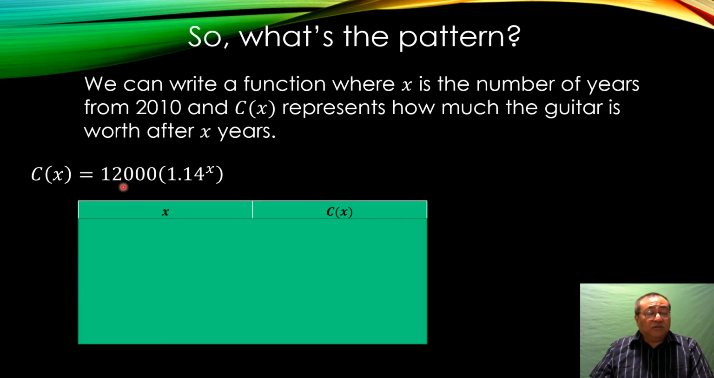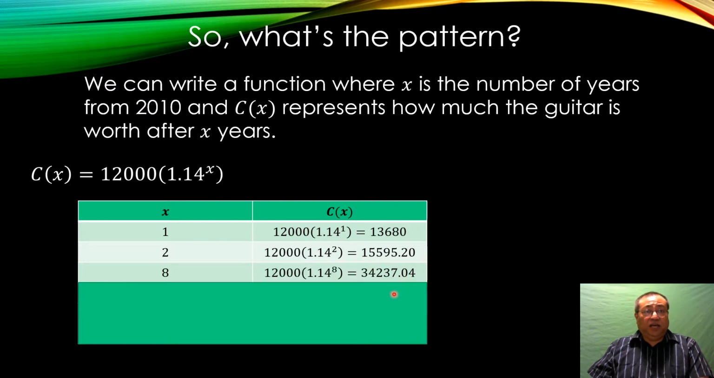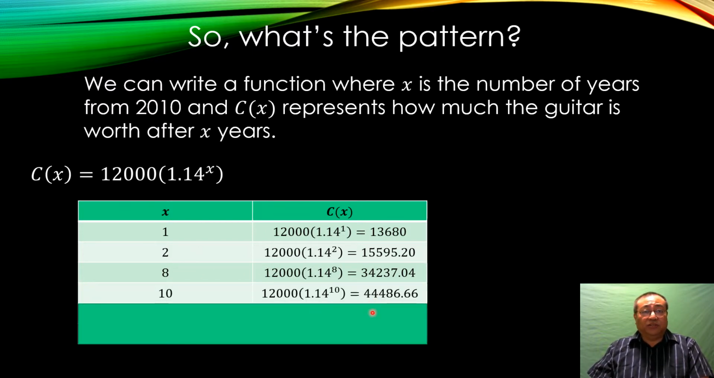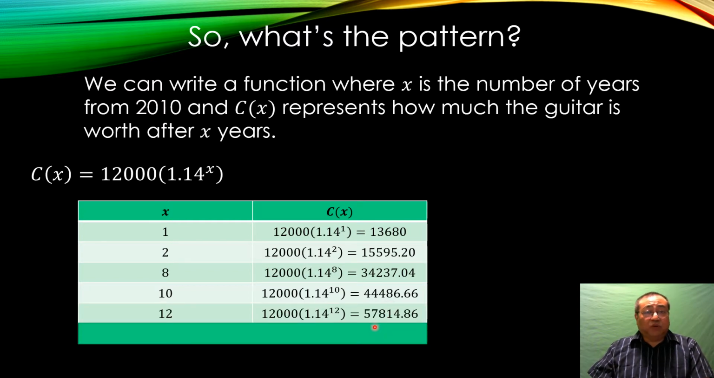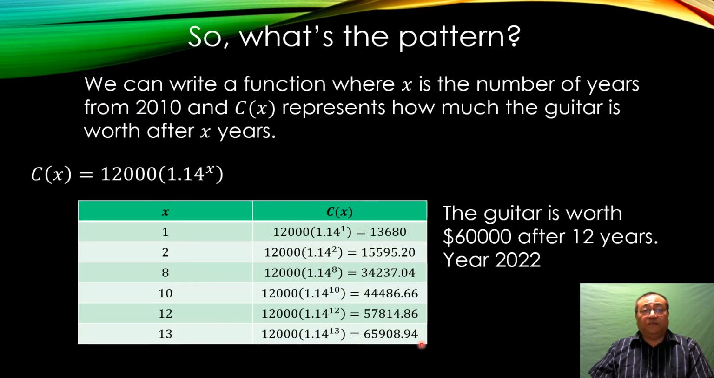So the starting amount is 12,000. 0.14 is the increase every year, so we have to multiply by 1.14. So that was after year 1, after year 2, after year 8. Because we have a formula, we don't have to figure out all the ones in between. After year 10, we're getting closer. Year 12, we get 57,000. Year 13, it's over 60,000. So now we have an answer. It's somewhere between 12 and 13. So the guitar is worth $60,000 after 12 years.